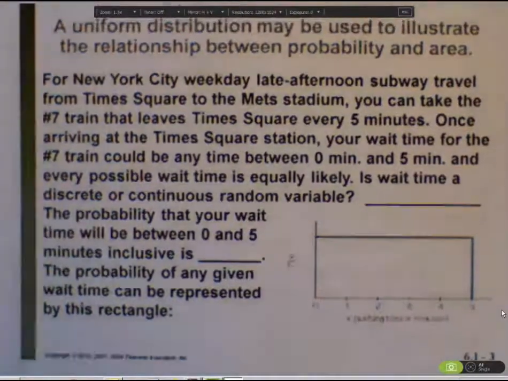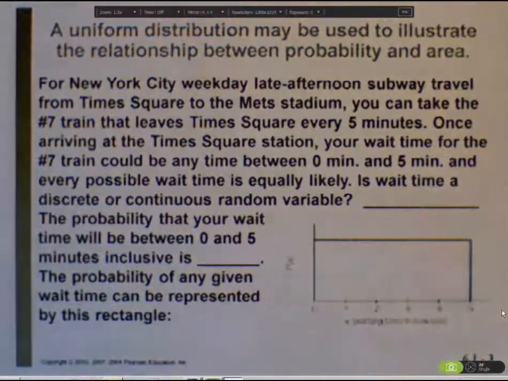A uniform distribution may be used to illustrate the relationship between probability and area. Now, you have a problem like this in the homework. You're calculating the probability for a uniform distribution. For a New York City weekday late afternoon subway travel from Times Square to the Met Station, you can take the number 7 train that leaves Times Square every 5 minutes. Once arriving at the Times Square station, your wait time for the number 7 train could be anything between 0 minutes and 5 minutes, and every possible wait time is equally likely.